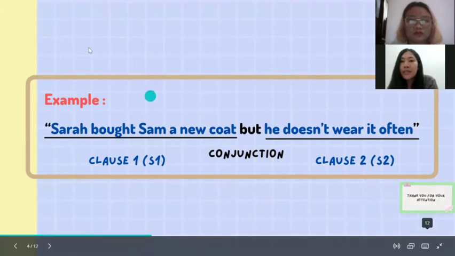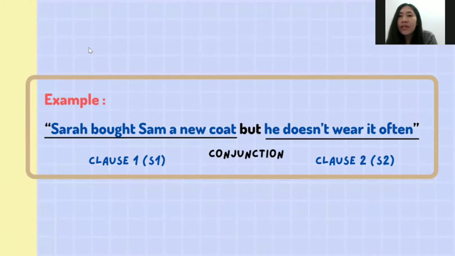For example, Sarah bought Sam a new coat, but he doesn't wear it often. In the sentence, we can see there is Sarah bought Sam a new coat as clause 1, but as a conjunction, and he doesn't wear it often as clause 2.